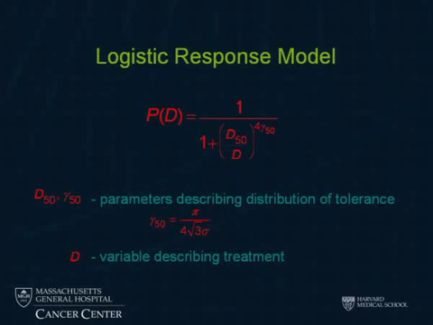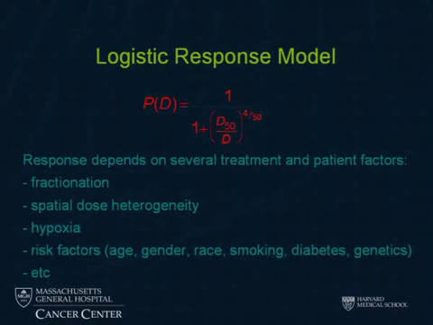You see, I say treatment, not just dose, because it's more complicated than that. Because we all know that response depends on several treatment and patients' characteristics. Of course, it depends on fractionation, on spatial dose heterogeneity. Let's say it depends on hypoxia, several risk factors as well. You apply the same dose distribution to different patients, and they may respond differently, not just because of random effects, but because they differ in terms of age, let's say gender, race, smoking, etc., etc.